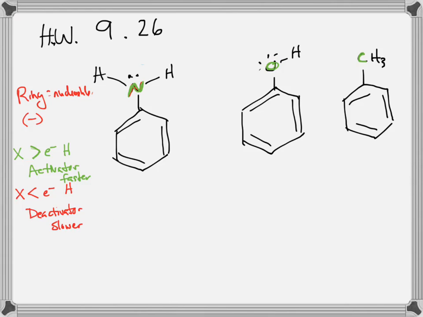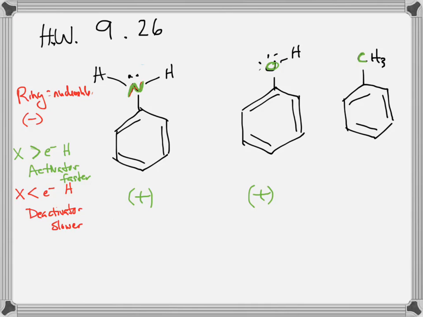Does that have more electrons or less electrons than a hydrogen atom? More, which means it's an activator. So if we were going to look at speed, I would give that a positive, because that's going to go faster. If we look at the next one, what's our atom X? Oxygen. Does that have more electrons than hydrogen? Yes, so faster.